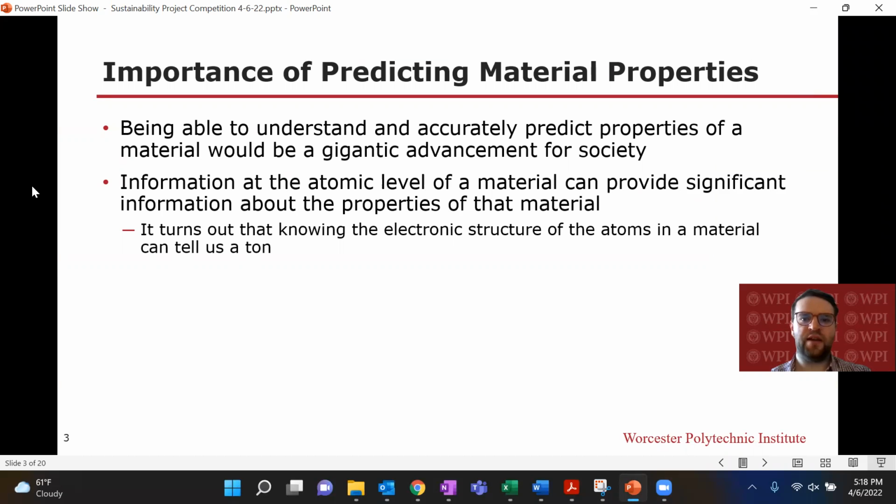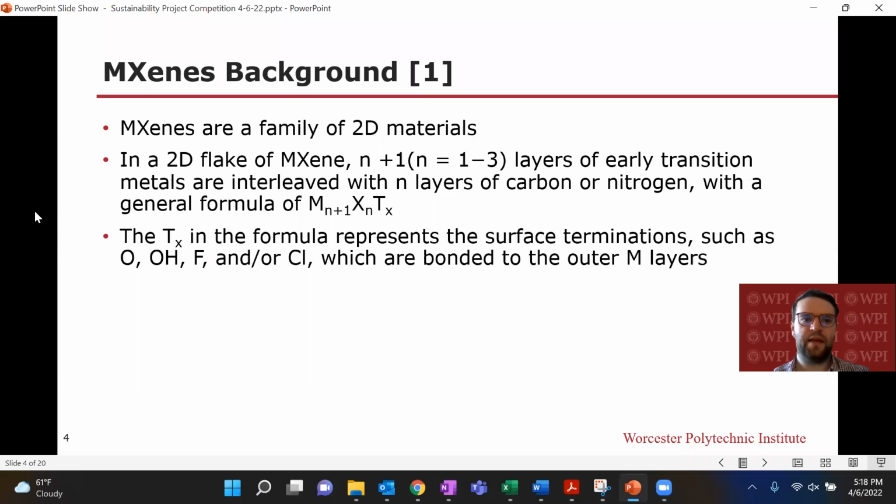Being able to understand and accurately predict properties of a material would be a gigantic advancement for society. Information at the atomic level of a material can provide significant information about the properties of the material.